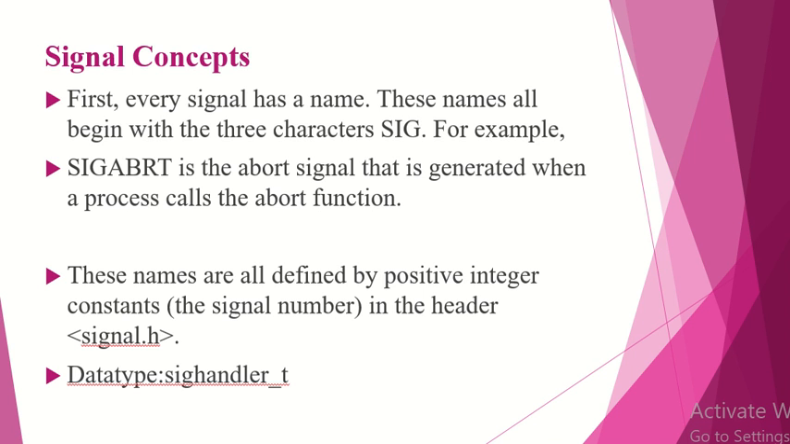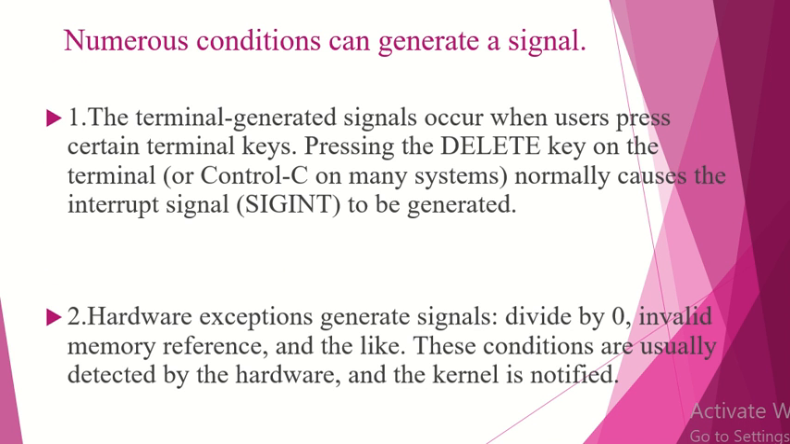These names are all defined by positive integer constants in the header file signal.h, and that's why we need to include this signal.h file in our coding. And if you want to handle a signal, then the data type sighandler_t is used to handle that signal. There are numerous conditions which can generate these signals.